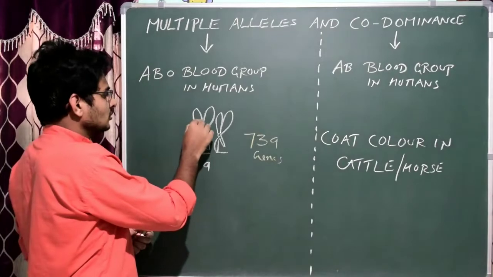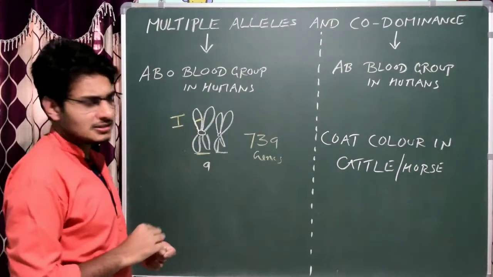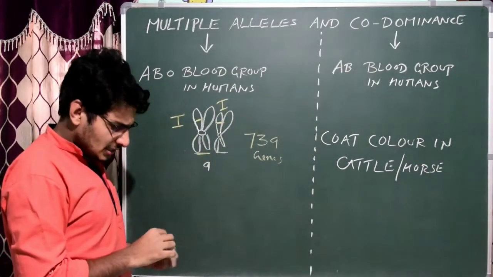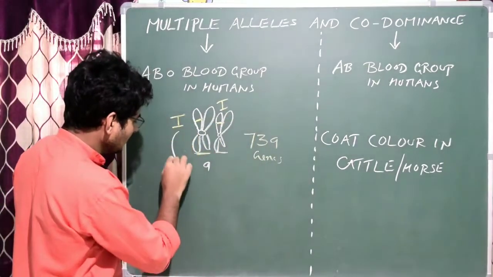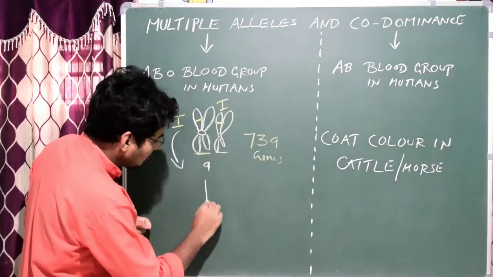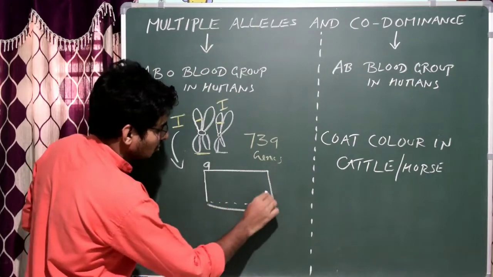So one gene, there is a gene which is called gene I. Obviously this is also gene I. This gene is responsible for the production of certain proteins on the surface of the RBC. So I am going to draw a box here. This is the box. We will just fill this box with the liquid.